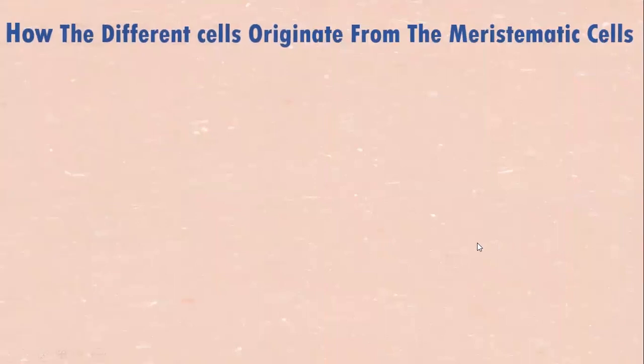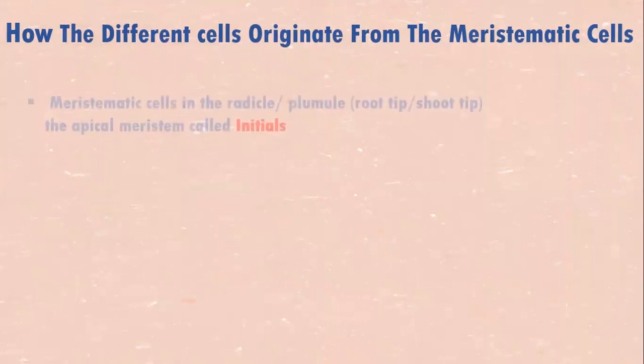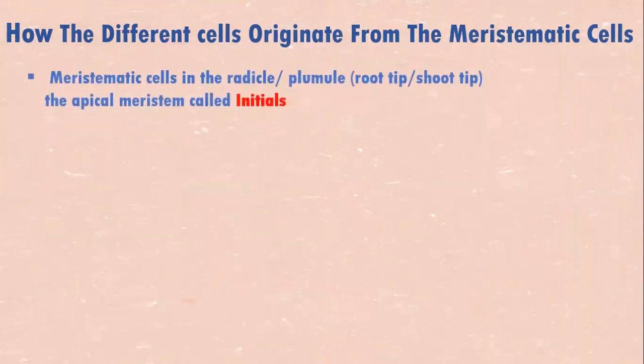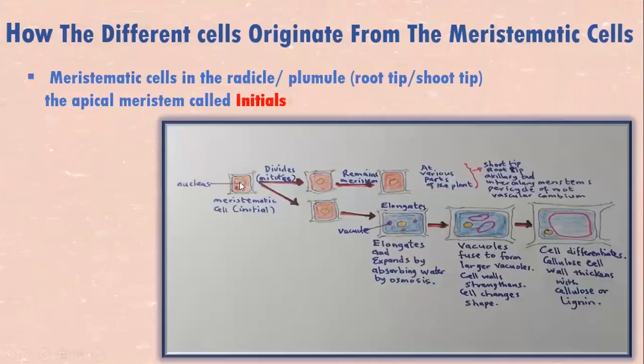Now, how do the different cells originate from the meristematic cells? We want to look at this. The meristematic cells in the radicle or plumule, or at the root tip or at the shoot tip, that is the apical meristems, are called initials. Why are they called initials? All the other cells and tissues come from them.